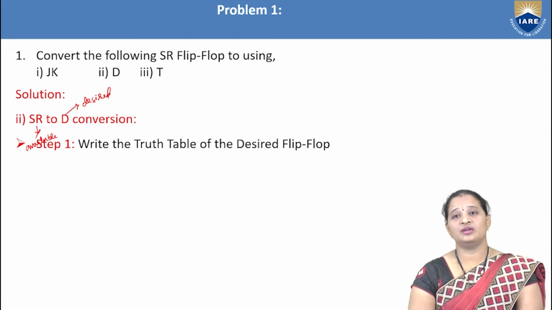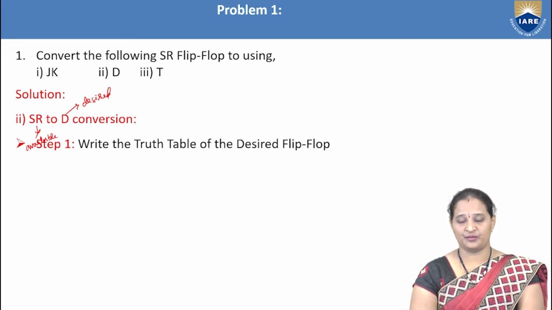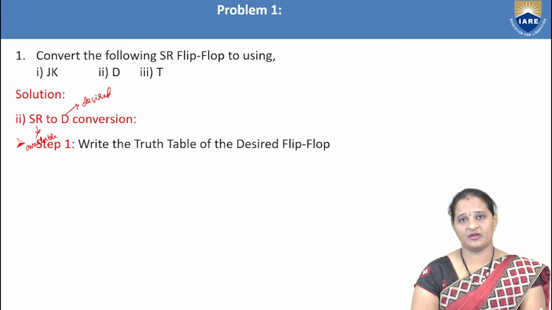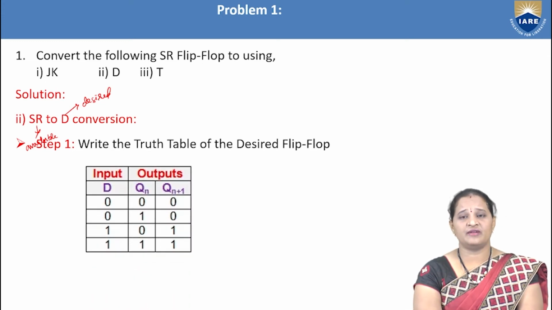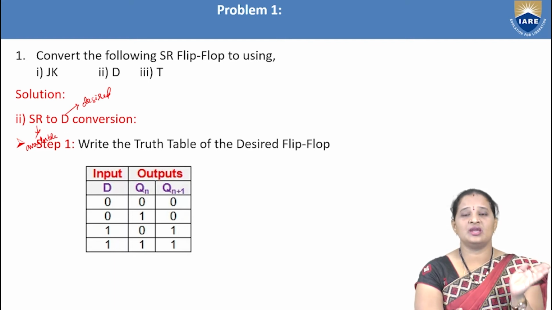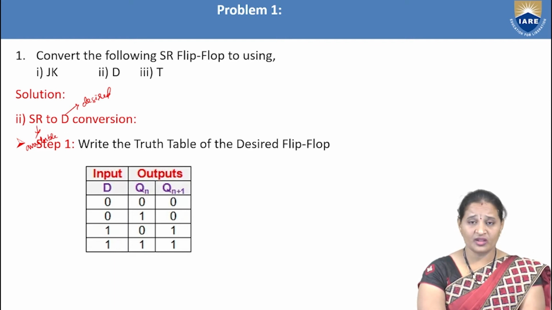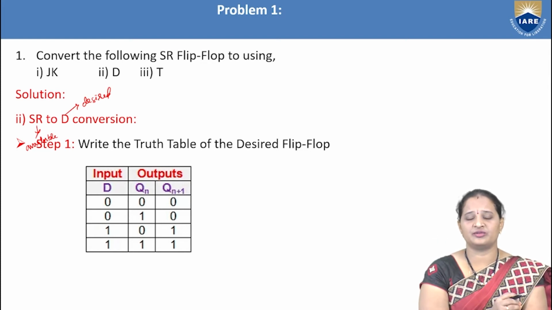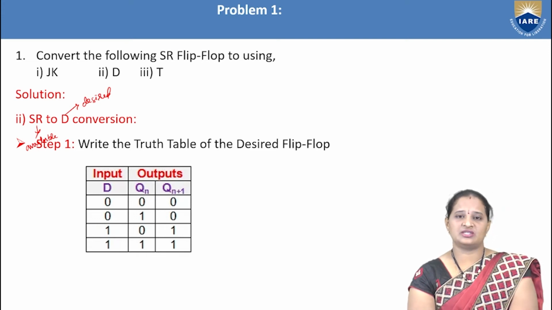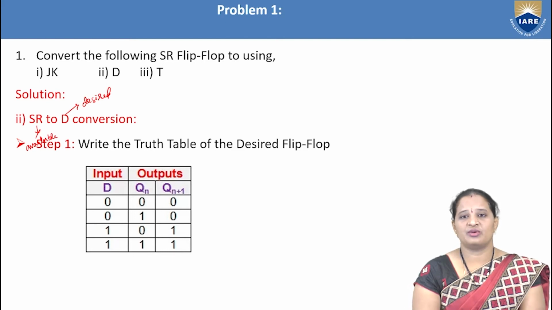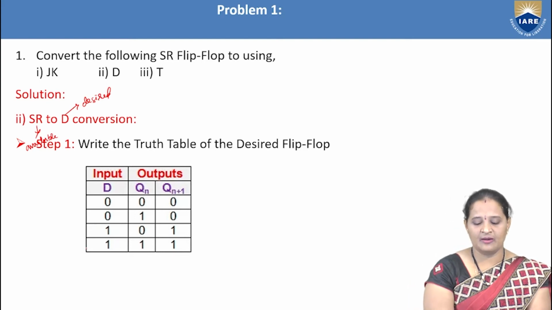We need to write the truth table for the desired flip-flop. What is the desired flip-flop here? The D flip-flop. Write down the truth table of the D flip-flop. D flip-flop is nothing but the data flip-flop. The next state is equal to the data. That means whatever data we apply to the flip-flop, the next state is equal to the data. If it is 0, our next state will be 0 irrespective of the present state. So this is the truth table here.